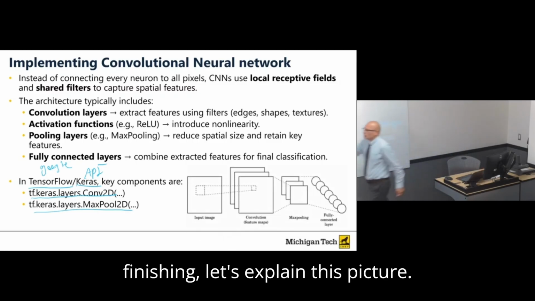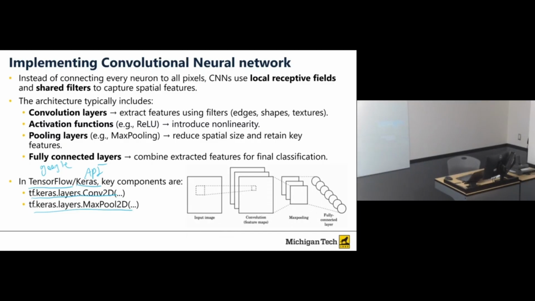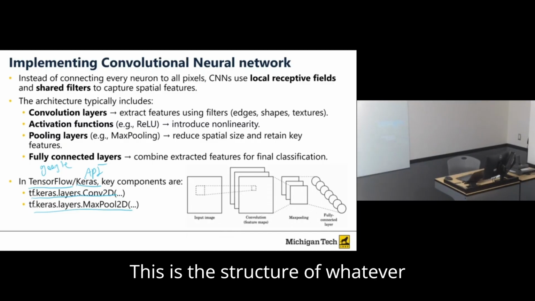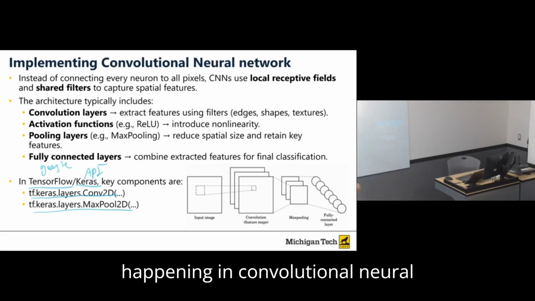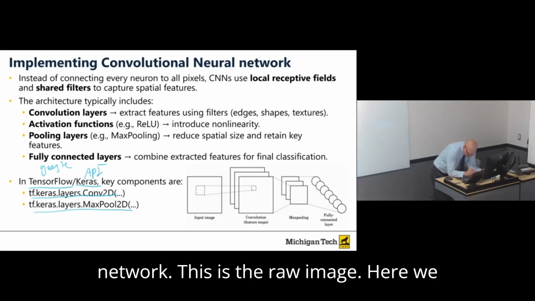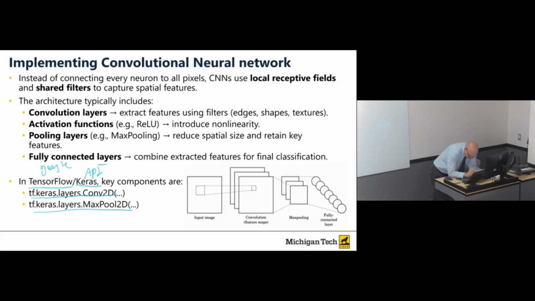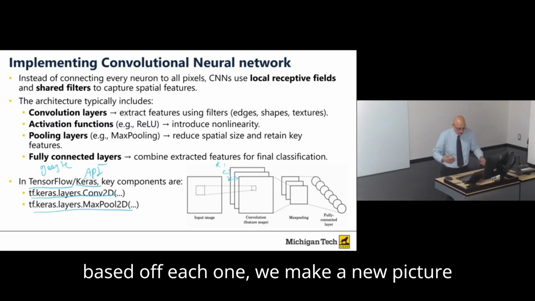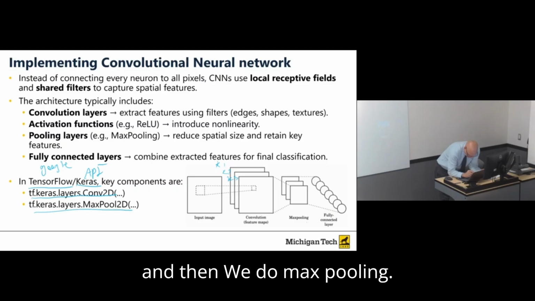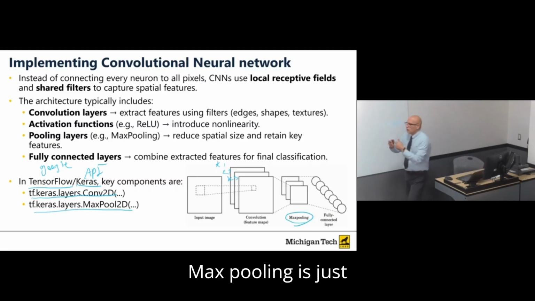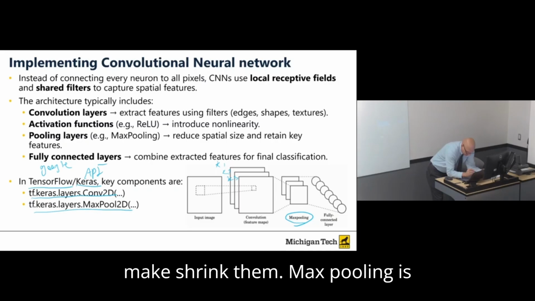So before finishing, let's explain this picture. This is the structure of whatever is happening in a convolutional neural network. This is the raw image. Here we have three kernels, K1, K2, and K3. Based on each one, we make a new picture, and then we do max pooling. Max pooling is just shrinking them. Max pooling is very interesting.